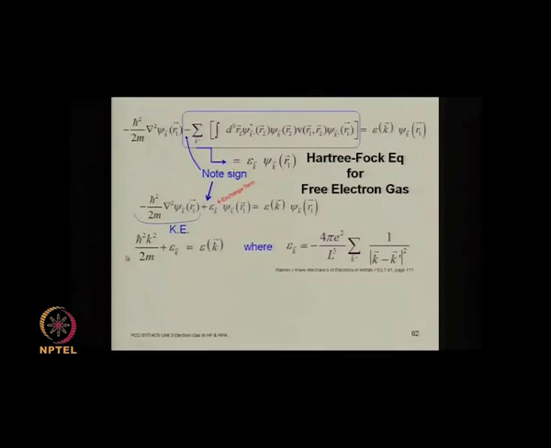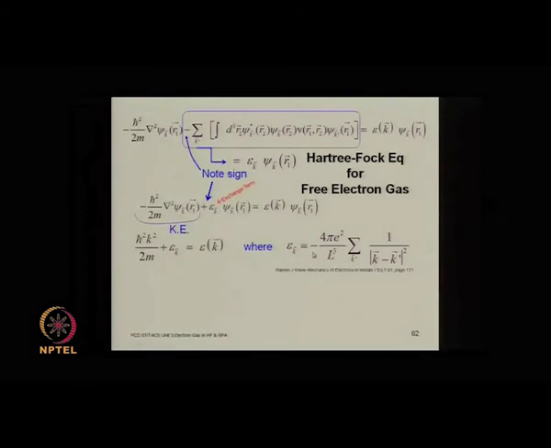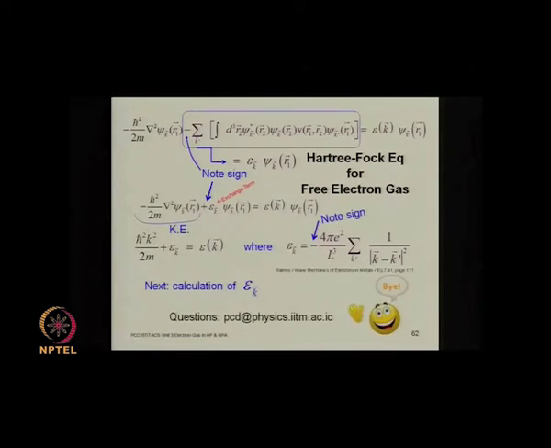So, you have this relationship that h cross square k square by 2m, the kinetic energy, plus the exchange term is equal to this Lagrange multiplier term, where the epsilon subscript k is this relation. Okay. So, now the next question is how to calculate epsilon subscript k. That is what we will do in the next class.